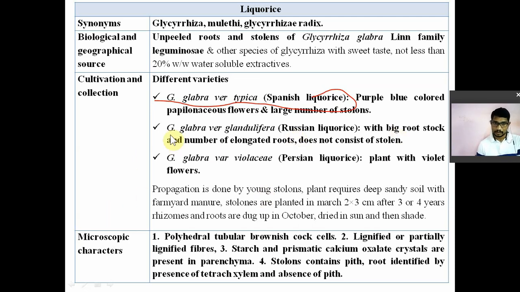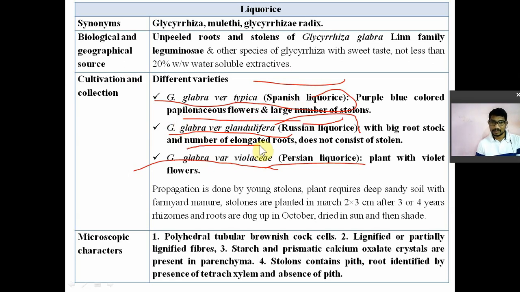Then Glycyrrhiza glabra glandulifera is known as Russian licorice, with a big root stock and a number of elongated roots. It does not consist of stolons. Then the third variety is Glycyrrhiza glabra violacea, known as Persian licorice. Remember here which one is Spanish, which one is Russian, and which one is Persian. Glycyrrhiza glabra typica is the Spanish one, then Glycyrrhiza glabra glandulifera is the Russian one.